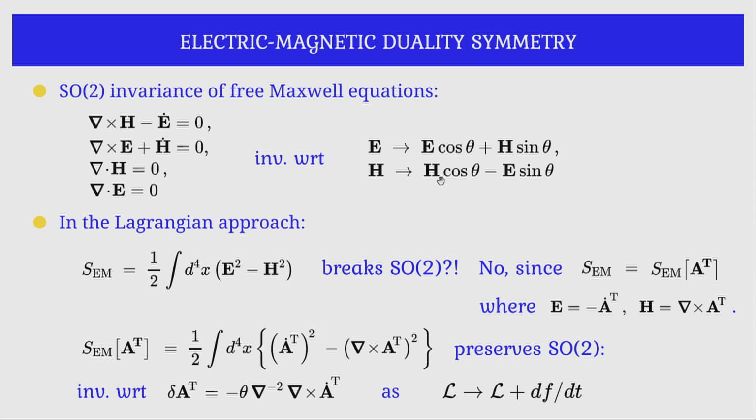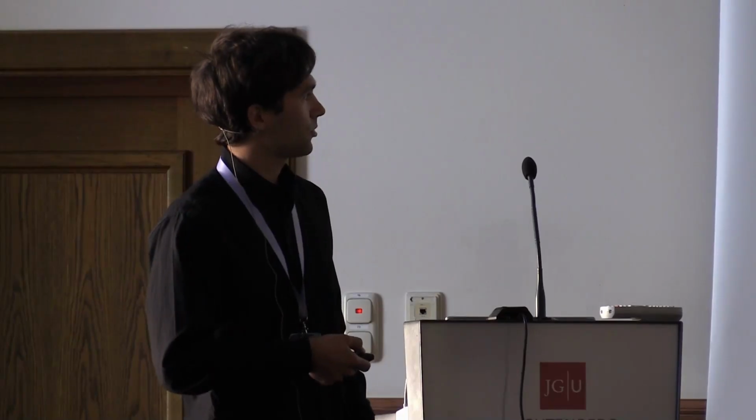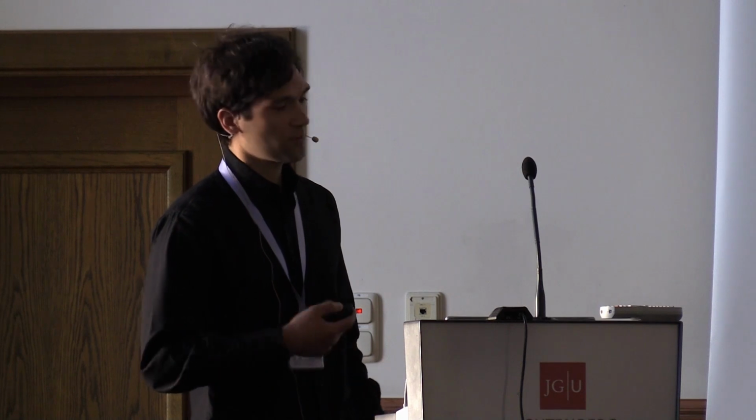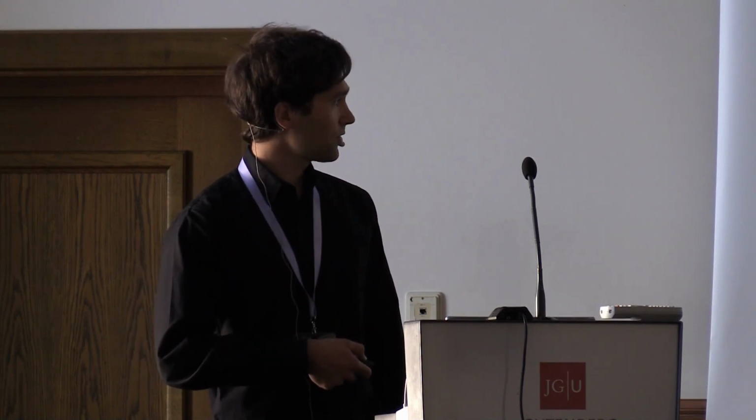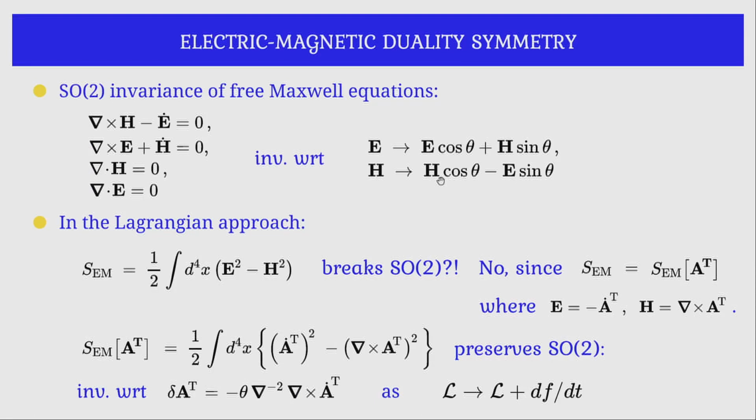the caveat is that the action is necessarily a functional of the potential, not of the fields. So we have to consider the action as a function of the potentials and make our transformation of the potentials, not of the fields. If we rewrite now the action in terms of the transverse part of the vector potential, which is relevant for free electromagnetic fields, so this is the physical part of the four potential, then we see that there is a non-local transformation of the vector potential, which preserves SO(2) because it shifts the Lagrangian by a total time derivative. It is important that this transformation is non-local in space, so it contains an inverse curl operator.